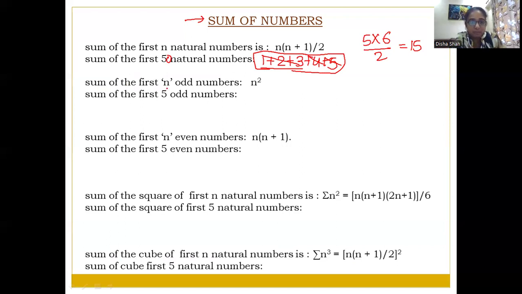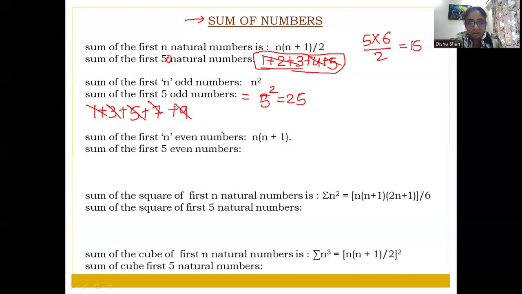Similarly, sum of the first n odd numbers is nothing but n square. तो sum of the first 5 odd numbers का फॉर्मूला हो जाएगा 5 का स्क्वायर, that is 25. यानी कि आपको ये निकालना है 1 प्लस 3 प्लस 5 प्लस 7 प्लस 9. ठीक है, आप देख लो कितना हो रहा है. 3 प्लस 7 10 और 9 प्लस 1 10 20, 20 प्लस 5 25. So answer is 25. But instead of adding we can use the formula.